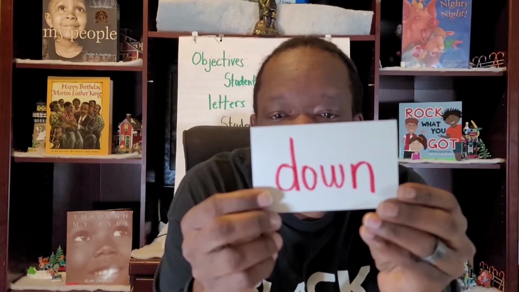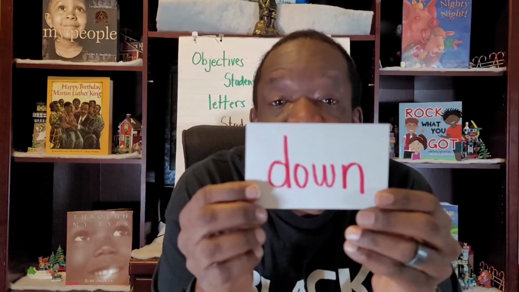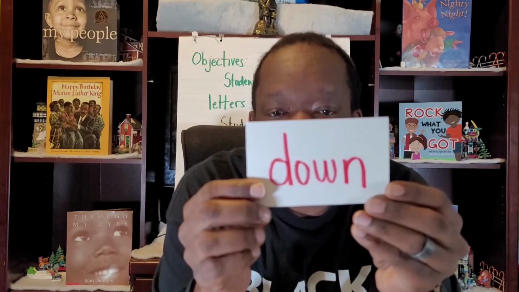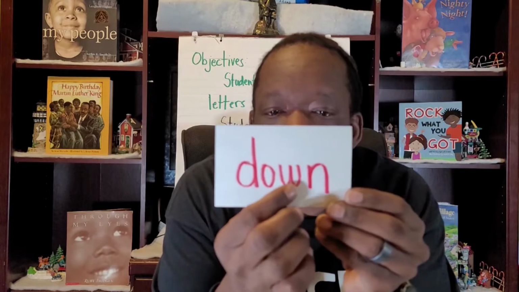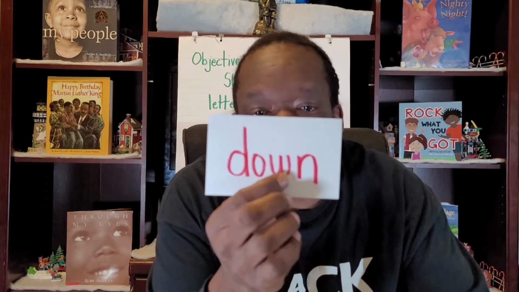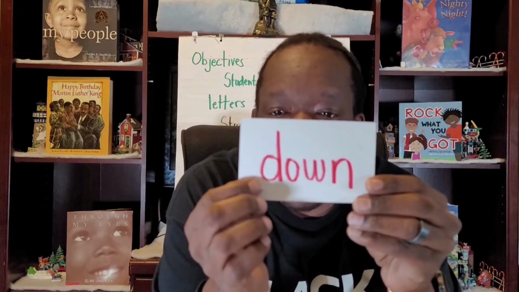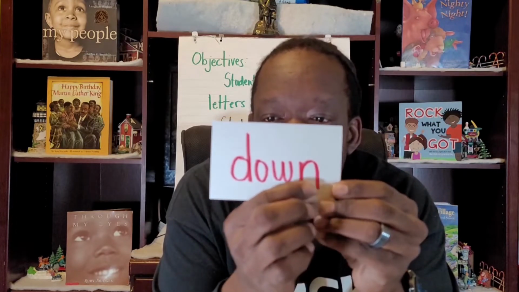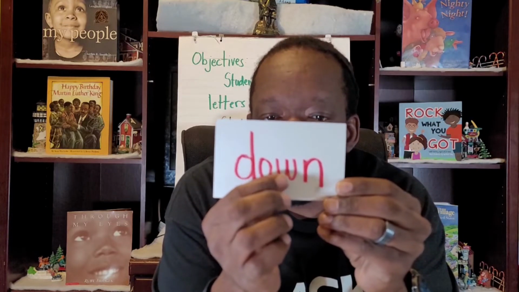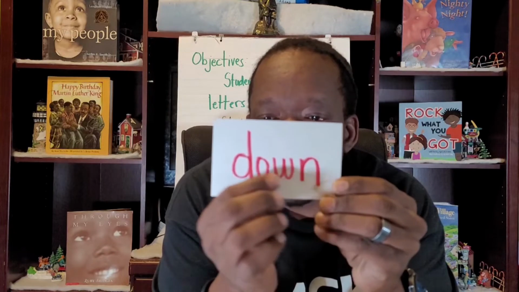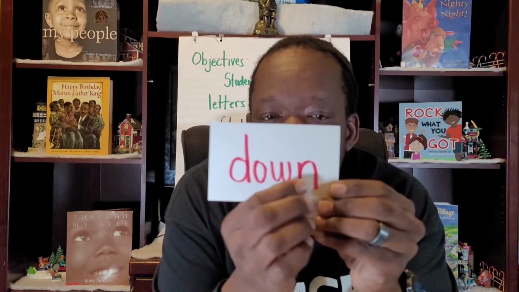What word is this? This word is down. Everybody say down. Down. What letter is this right here? W. That's right. Let's spell down. D-O-W-N. Down. Up, down, up, down. Sit right down on the ground.